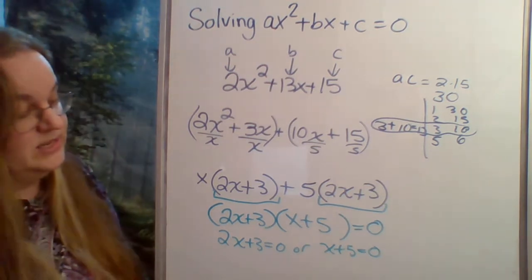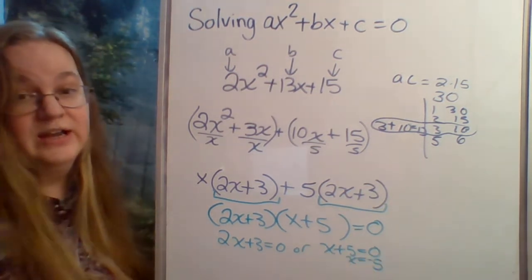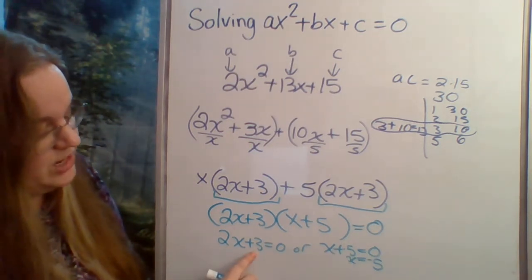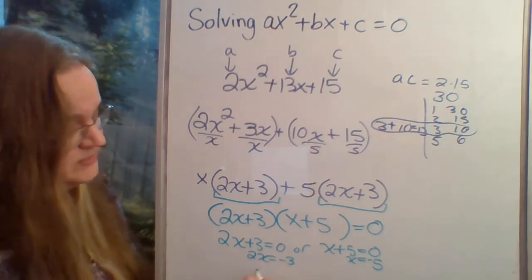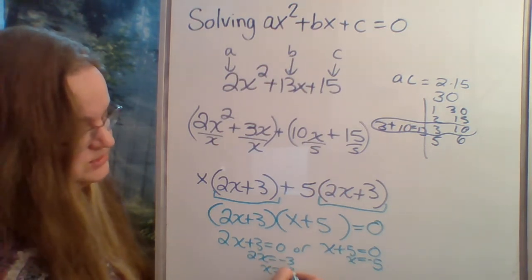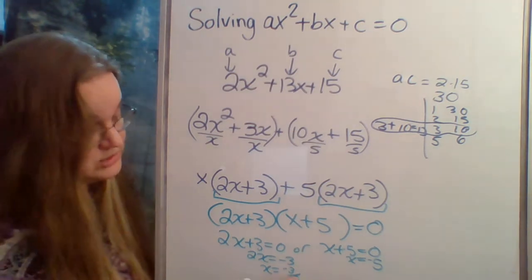And once I've done that, I subtract 5 here, so x equals -5. Or here, I subtract 3 from both sides, so 2 times x equals -3. Divide by 2, so x equals -3/2. So those are my two roots.